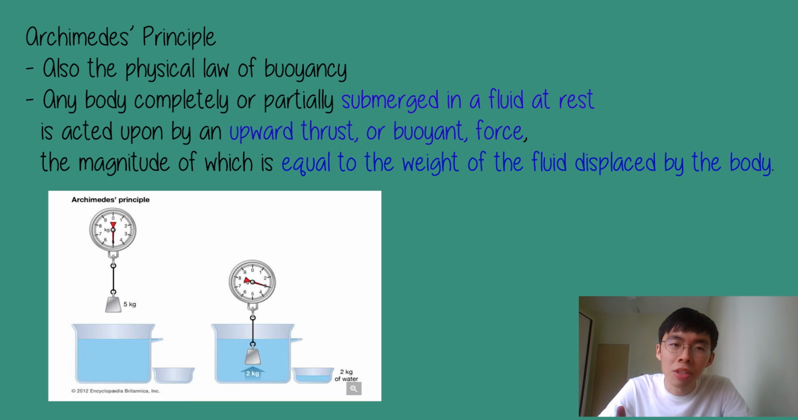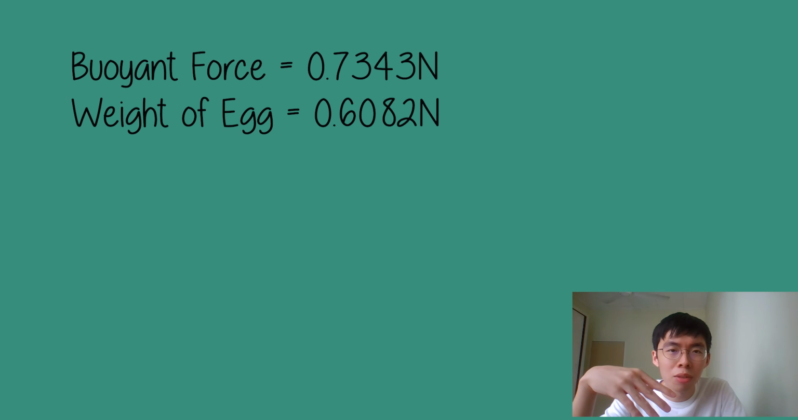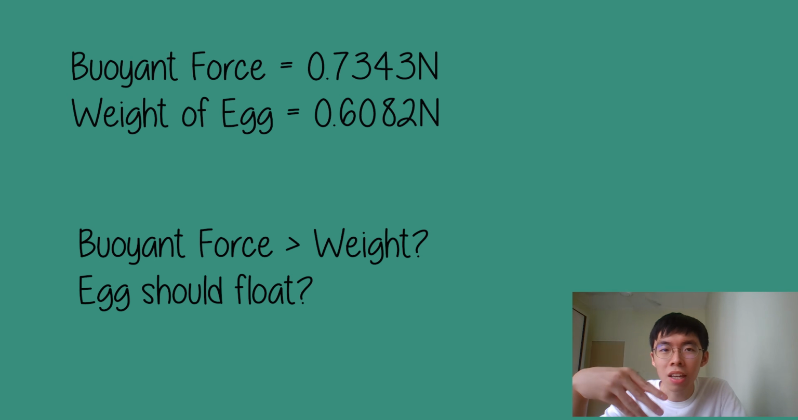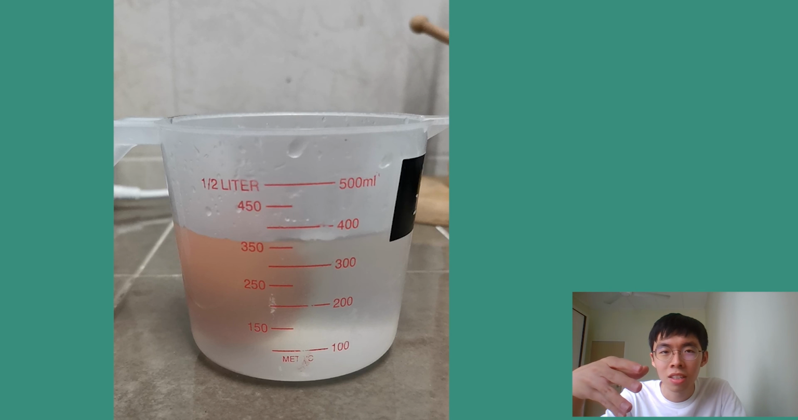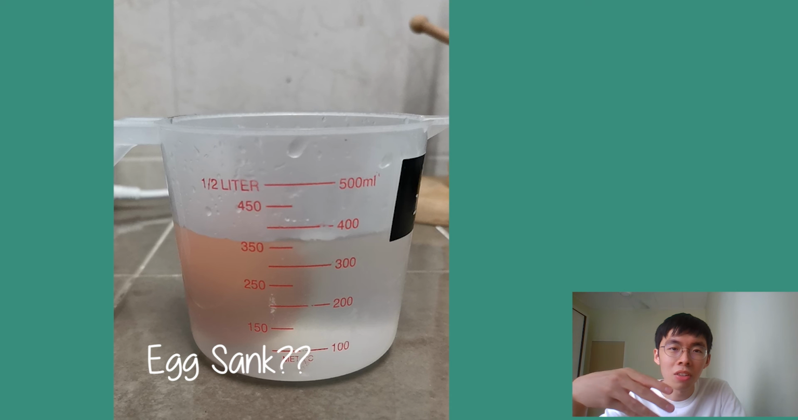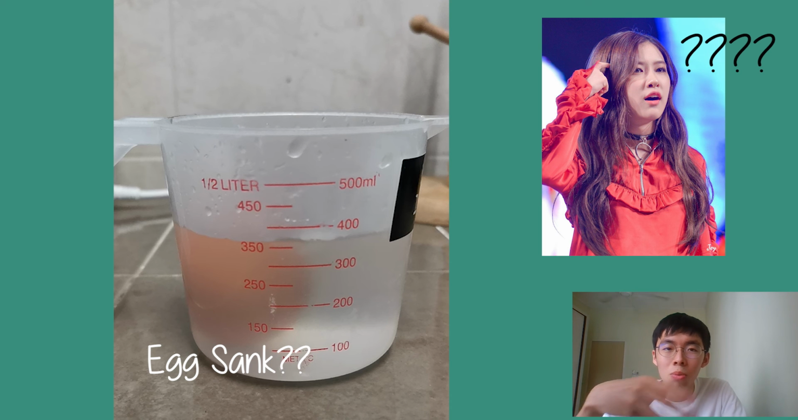Now, remember the definition of buoyancy introduced earlier? Well, that came from Archimedes' principle, also known as the physical law of buoyancy. It basically states that a body submerged in fluid at rest is acted upon by a buoyant force which is equal to the weight of fluid displaced. But wait, from our calculation earlier, if the buoyant force is larger than the weight of the egg, shouldn't the egg float due to positive buoyancy, you may say? Instead, from our observation earlier, the egg actually sank when placed into the water.